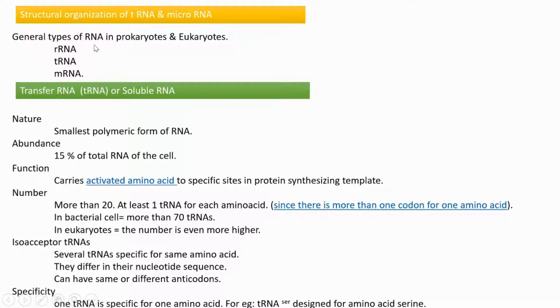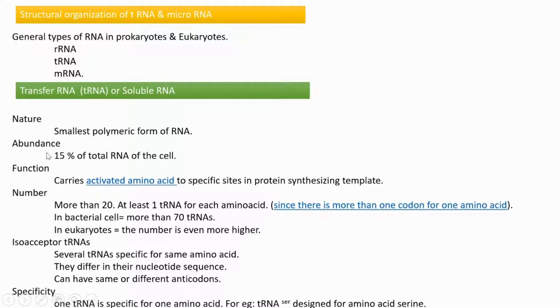RNAs are of different types, and among the different types, there are three general forms. They are rRNA, tRNA and mRNA. R stands for ribosome, T for transfer and M for messenger RNA. Today we are going to learn about transfer RNA or tRNA or soluble RNA. What about its nature? It is the smallest polymeric form of RNA.